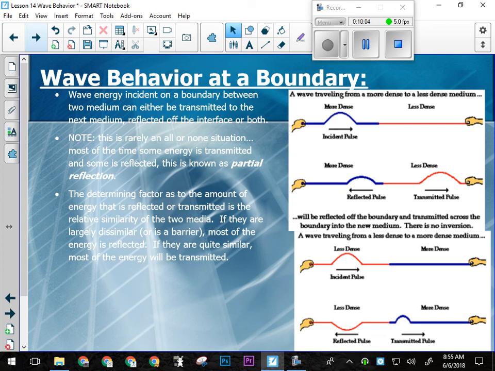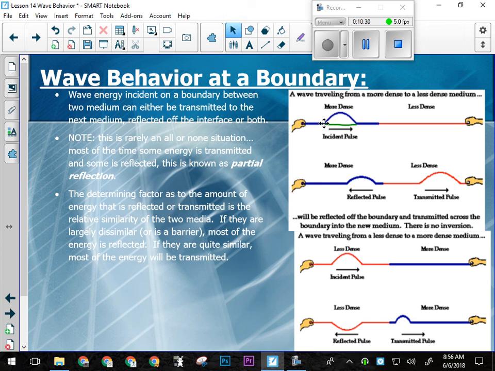So if I've got a dense medium and then a less dense medium, the speed of the wave will change when it goes from one medium to the next. All right, so here's my incident pulse. We call it incident because it's the one that's coming in. We want to observe its wavelength a little bit here. That little green line there will represent its wavelength.